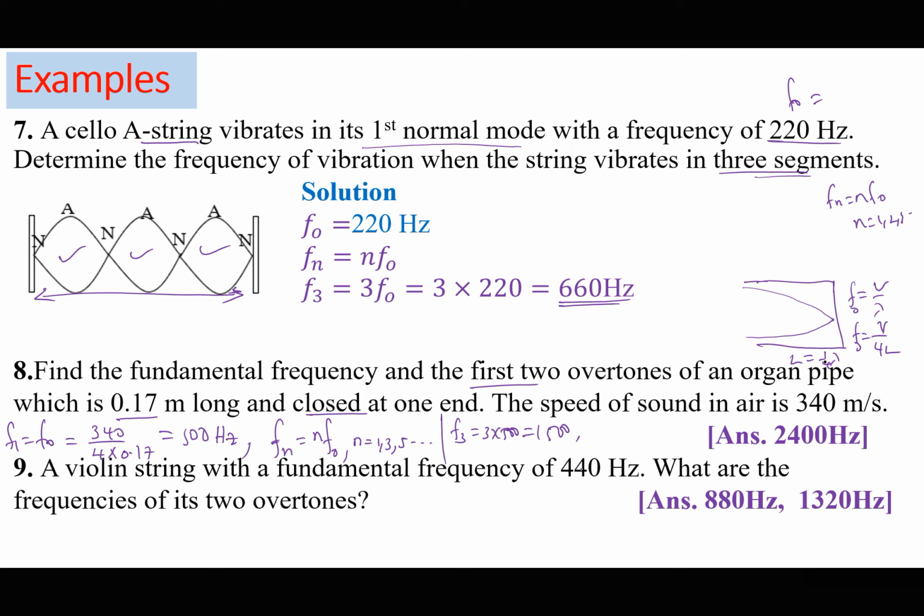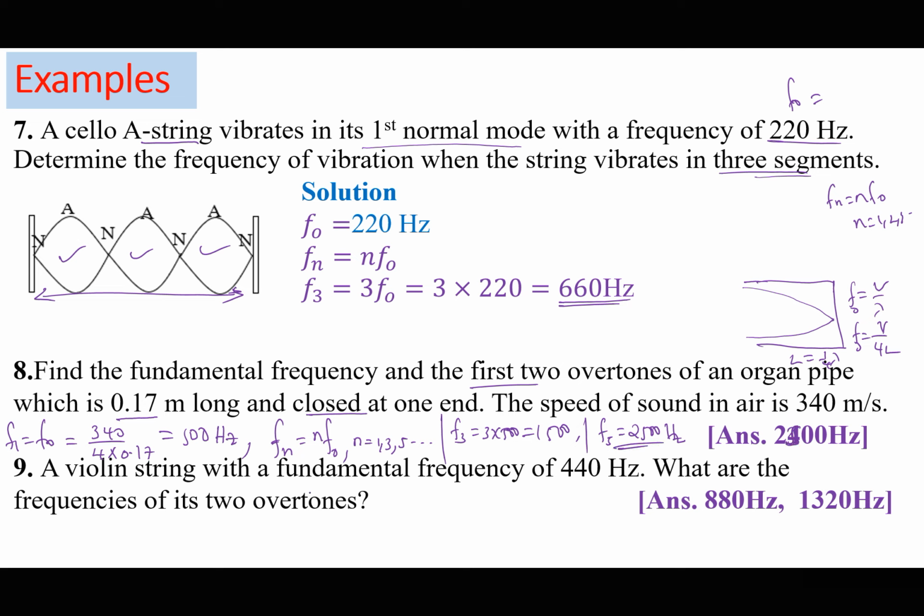Then the other one is going to be F, say the first 2 overtones of an organ pipe, which is enclosed at one end. So the next one is going to be F5, which is going to be 5 times 500, which is 2,500 Hertz. So those are supposed to be the values here. So this is supposed to be, I think, 500.